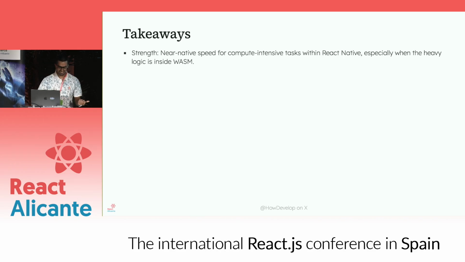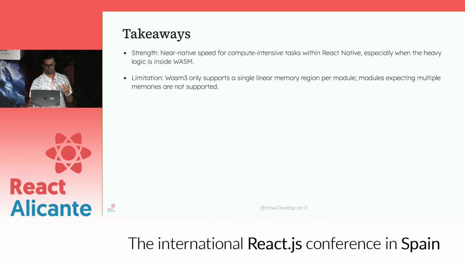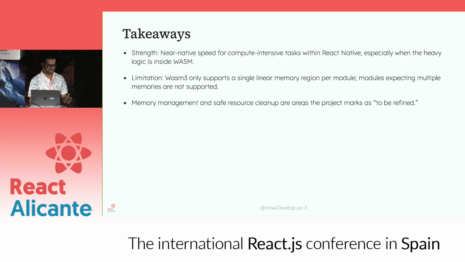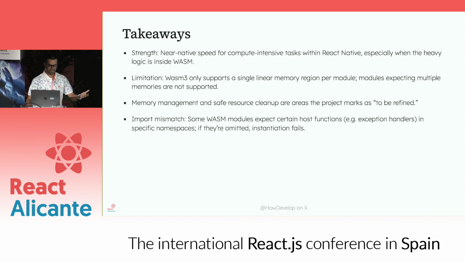There were some takeaways with this approach, which is that it did give you near-native speeds, especially when you're using heavy logic inside WebAssembly. But there was a limitation. The biggest limitation was that WASM3, as the runtime, only supports a single linear memory per module. This means that if you have multiple modules or you're trying to deal with multiple memories, it is not that great. And it's also not fun for a TypeScript developer having to maintain one side of a C bridge, right?